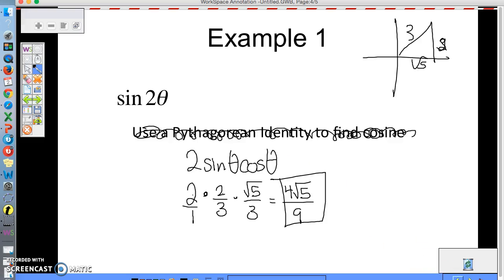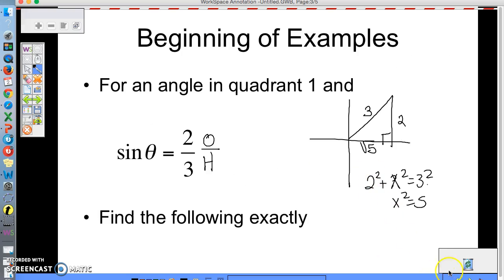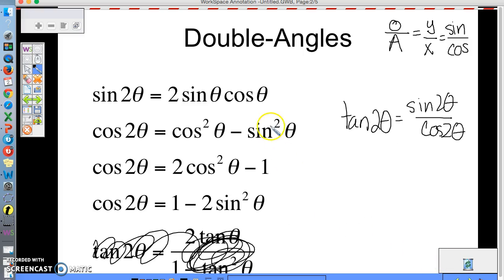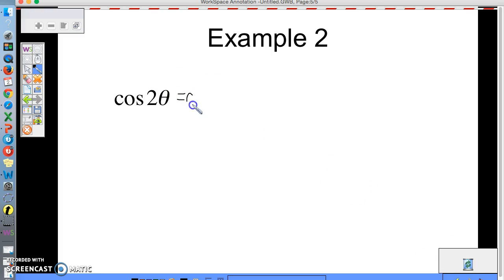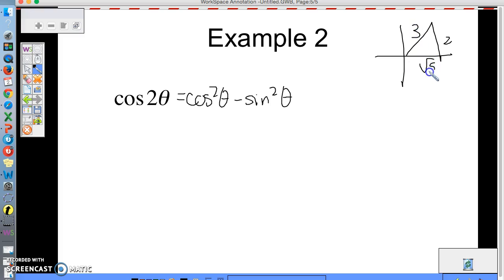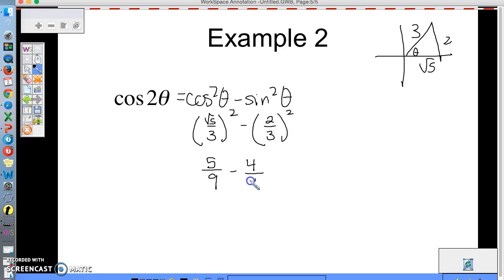For the cosine, we have a couple of formulas that we could use, and you can use any 1, 2, or 3. So I'm just going to use that top one, that this is equal to the cos squared of theta minus the sine squared of theta. And we're using that same triangle. We had 2, 3, and root 5. So our cosine, adjacent over hypotenuse, but we're going to square that, minus our sine, opposite over hypotenuse, squared. So this becomes 5/9 minus 4/9. So we end up with 1/9.